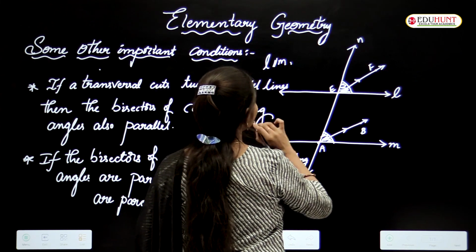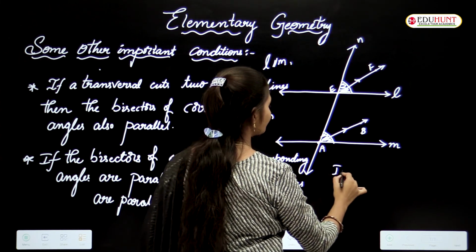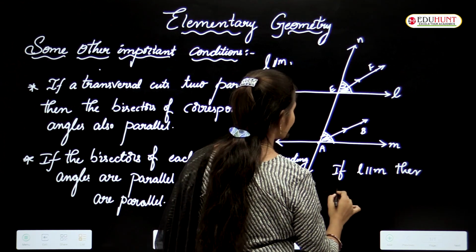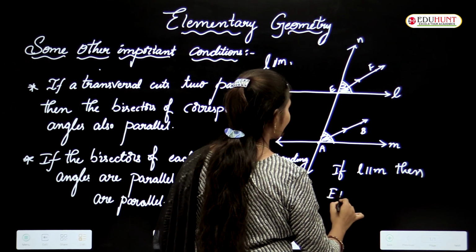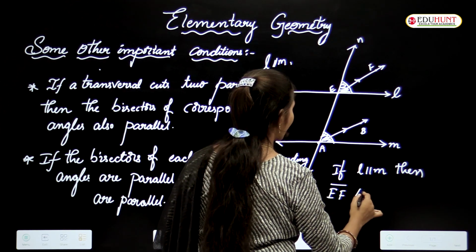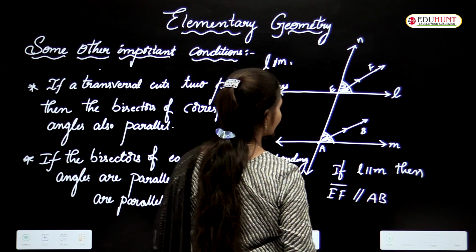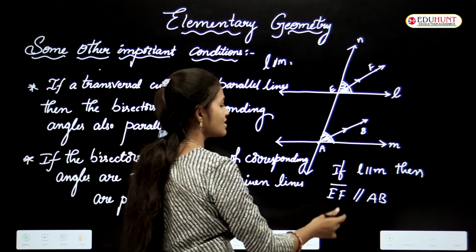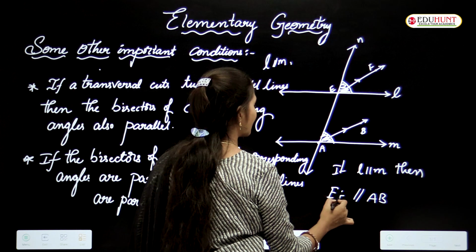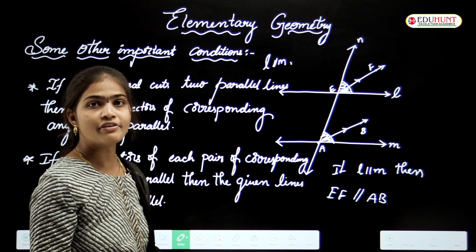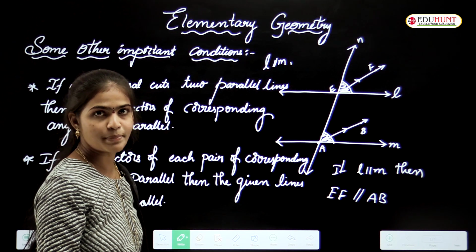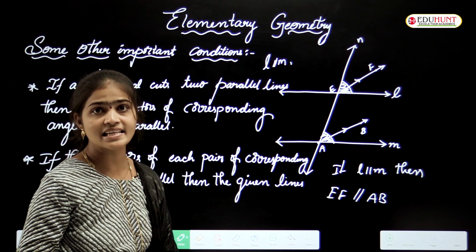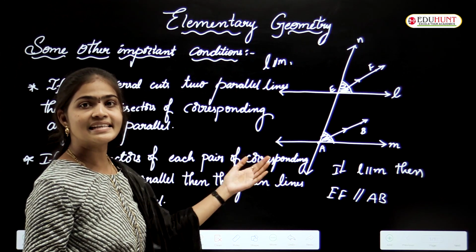Okay, which means if L is parallel to M, then what are the bisectors here? Then EF is parallel to AB. They are saying that EF is parallel to AB. Why? Because these two are angular bisectors here. So EF is parallel to AB. When is it possible? If L is parallel to M, which means the given lines are parallel, then only the angular bisectors of each pair of corresponding angles are parallel. Okay, and it's a converse statement.